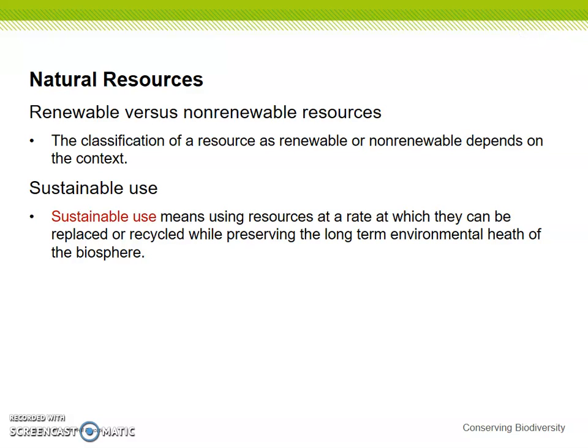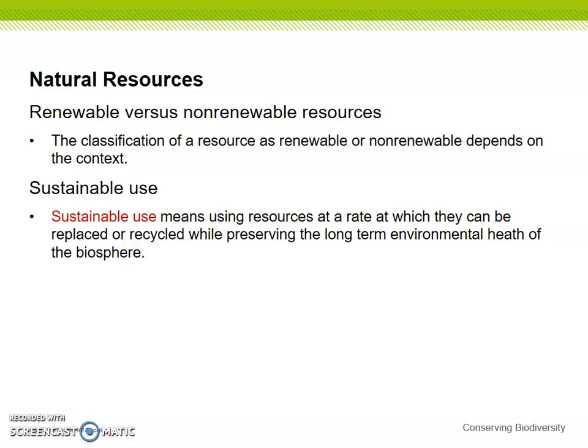Renewable versus non-renewable resources. The classification of a resource as renewable or non-renewable depends upon the context that it is used in. Sustainable use means using resources at a rate at which they can be replaced or recycled while preserving the long-term environmental health of the biosphere.